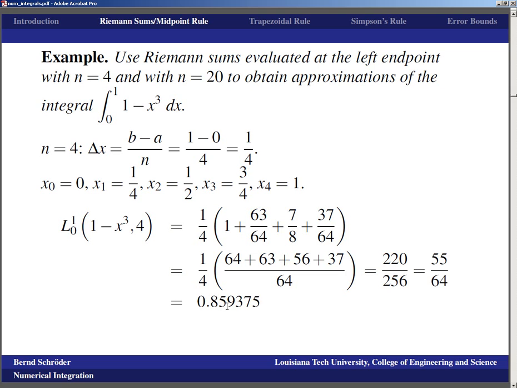That is 0.859375, and that's not an approximation because that's as many digits as this thing has. And we can see that the approximation is not that good because the actual answer is 0.75.